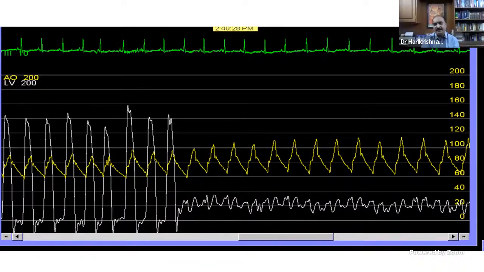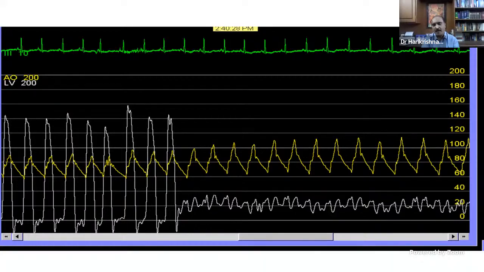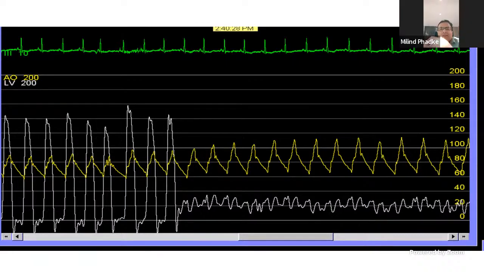In which condition is there a pullback from LV to LA? By transseptal puncture or by... So what does the LA mean? Around 15. And LVED? Around 0 to 5, very low. LVED 5, LA mean 15, 16. You already have an aortic stenosis. So what else does this patient have? Mitral stenosis. So there is a pullback from LV to LA indicating mitral stenosis, and there is an aortic stenosis also.